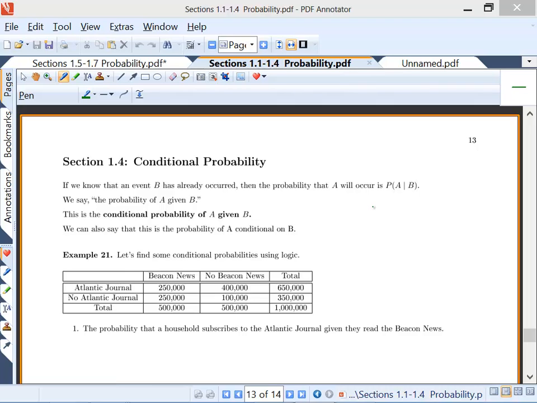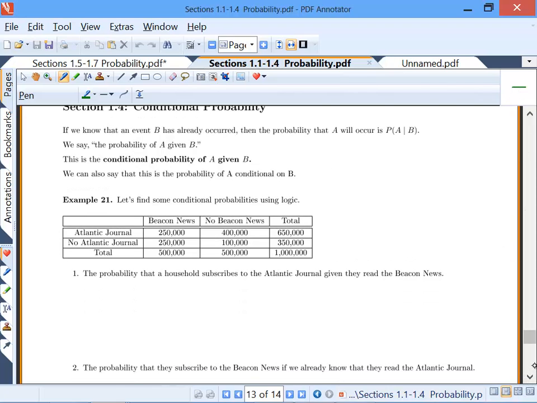Okay. So we write this as P parentheses A given B. We say A given B. Your book actually likes to say also A conditional on B. Okay. I'm probably going to stick with A given B. So let's find some of our conditional probabilities. We're going to start by just using some logic to try and find them. And then I'll give you a nice formula. Okay.